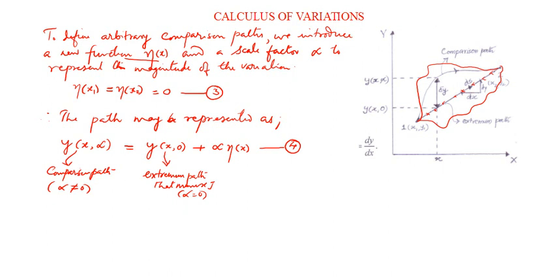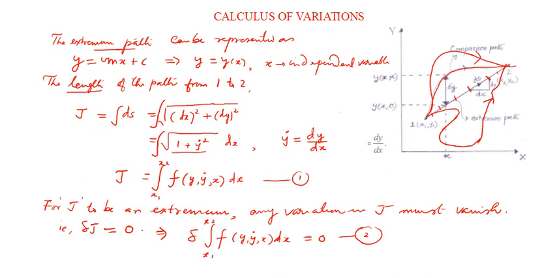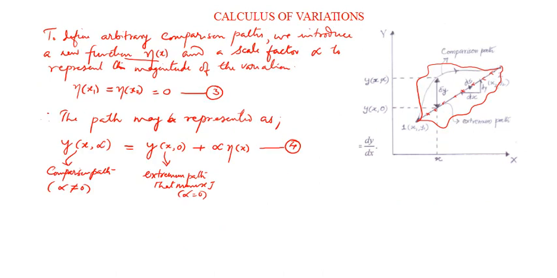Now what we have defined as j in equation number 1. So let's see what was equation number 1. Equation number 1 is j, and we had defined j is equal to the integral from x1 to x2 of f of y, y dot, x dx. But now this y, what I have taken here as y, is a function of alpha. So by equation number 4, y is a function of alpha and j depends on y. So what we can conclude is that j is a function of alpha as well. So j has got a dependence on alpha, certainly, is it not?